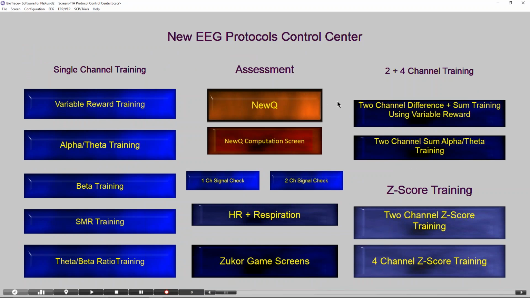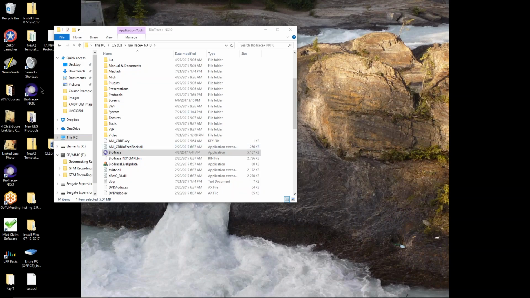Their Z-score training is, I don't know how it is in the new version. I haven't had a chance to look at it, actually. That would be worth looking at. Let's look at the new version and see what they've put in there for Z-score training.